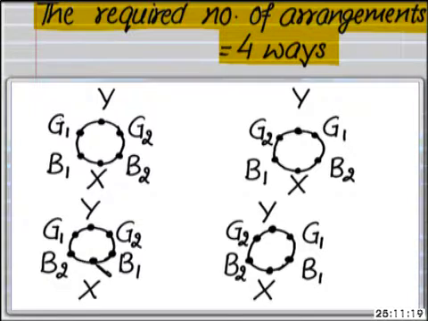In the third case, the boy X can sit as the boy B2 on the left side and boy B1 on the right side of him, and the girl Y can sit as the girl G1 on the left side and girl G2 on the right side of hers. In the fourth case, the boy X can sit as the boy B2 on the left side and boy B1 on the right side of him, and the girl Y can sit as the girl G2 on the left side and girl G1 on the right side of hers.